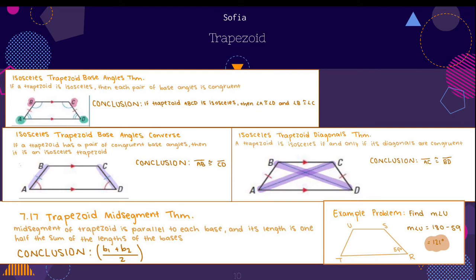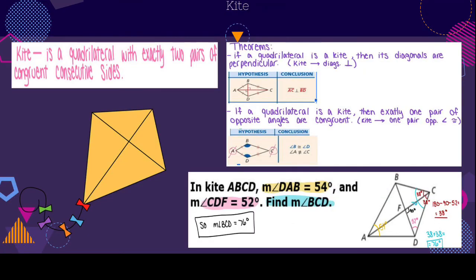The last one is the trapezoid midsegment theorem. You can also remember this as the midpoint. The midsegment of a trapezoid is parallel to each base, and its length is half of the sum of the lengths of the bases. The formula for this is base 1 plus base 2 divided by 2. The example problem is asking us to find the measure of u. To find this, we just do 180 minus 59 because UR is congruent to ST, and we'd get the measure of u is 121 degrees.